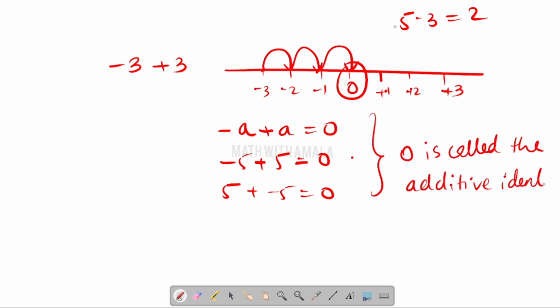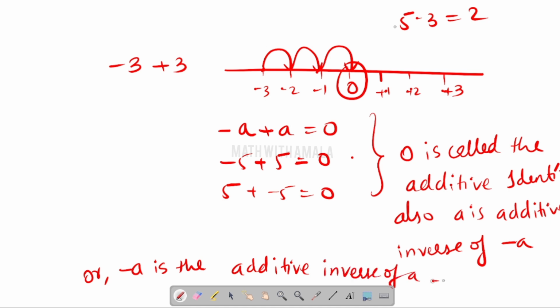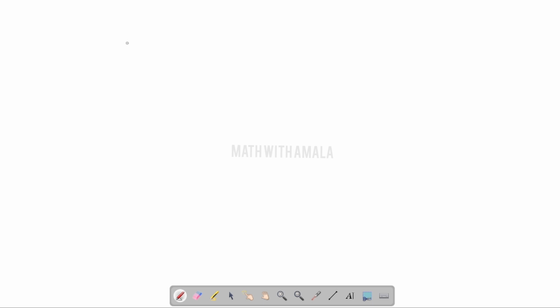Here 0 is called the additive identity. Also, a is the additive inverse of minus a. At the same time, minus a is the additive inverse of a. Okay, so these are the two cases when we have the additive identity. Likewise, we have a multiplicative identity for multiplication also.